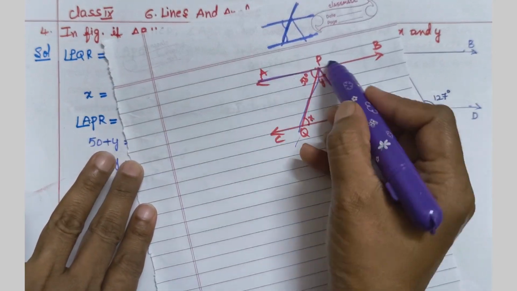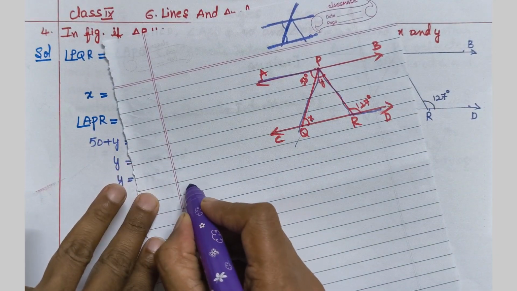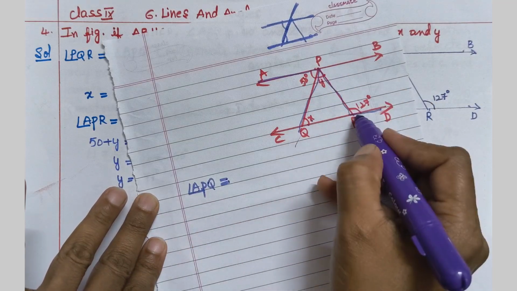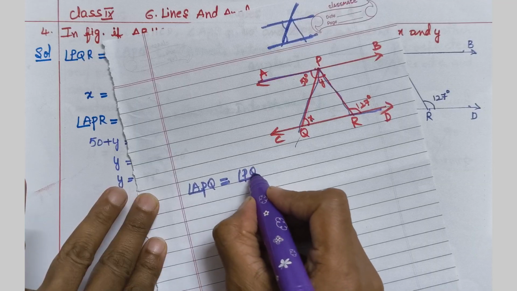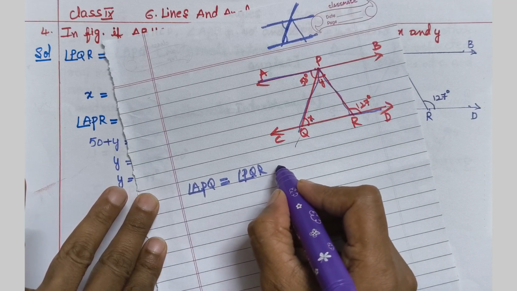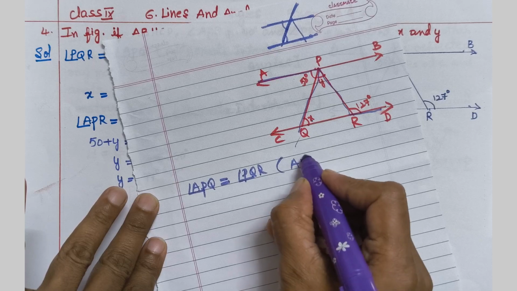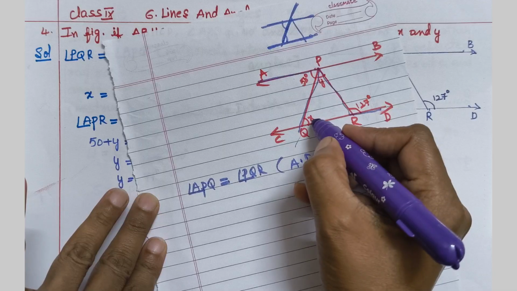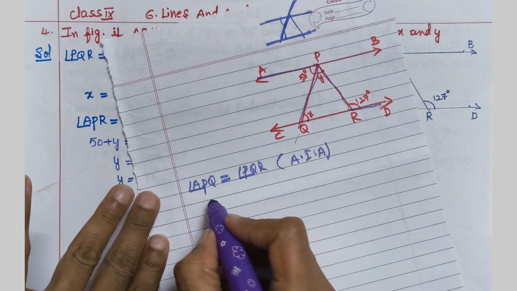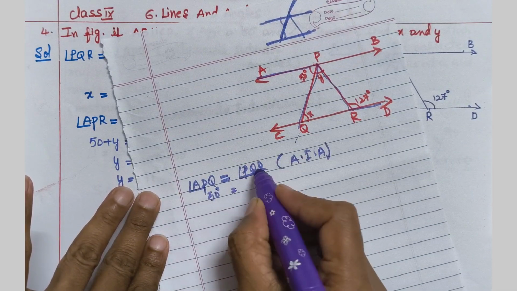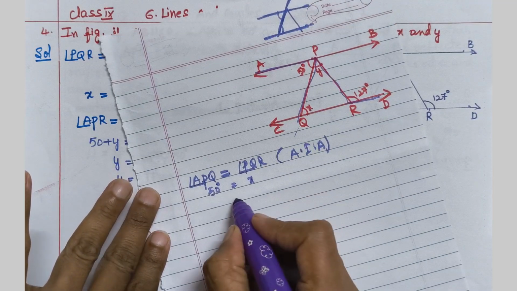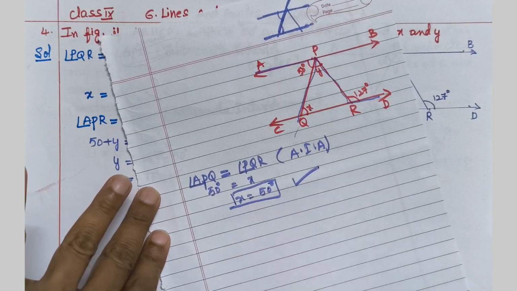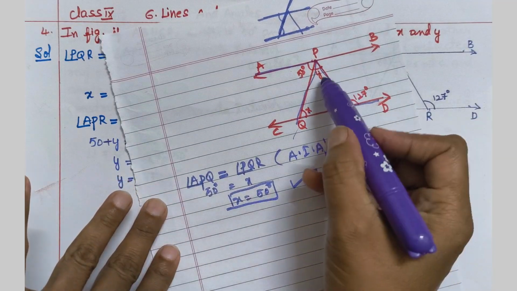See here beta. Angle APQ is equal to angle PQR. Both are equal. What is the reason? Alternate interior angles. This is two parallel lines and a transversal. APQ is how many degrees? 50 degrees. PQR is how much? X. So therefore X is equal to how many degrees? 50 degrees. Now you got one answer.